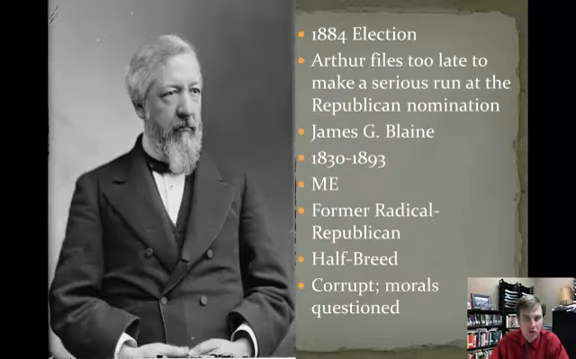Now, the 1884 election is interesting. Chester Arthur will file too late to make a serious run at the nomination, so the Republicans will nominate James G. Blaine of Maine, a former radical Republican, but a half-breed. Again, we'll talk about this as civil service reform. So you had the Republicans that were stalwarts; they believed in the patronage system. Then you had half-breeds, which did not believe necessarily in the patronage system. So we'll talk about that.